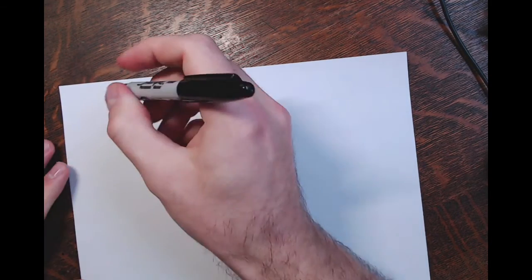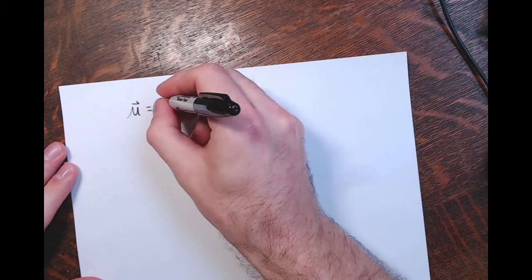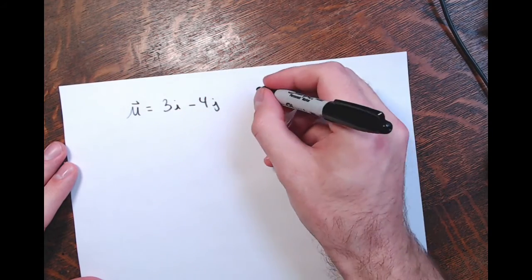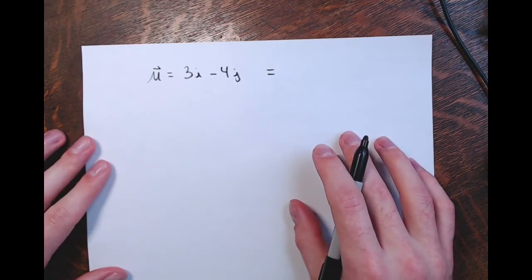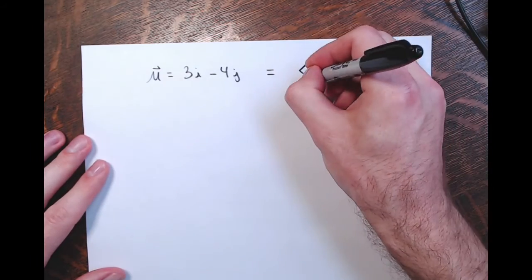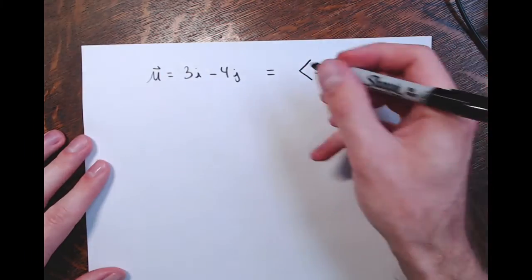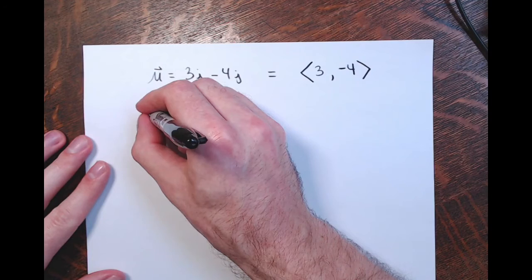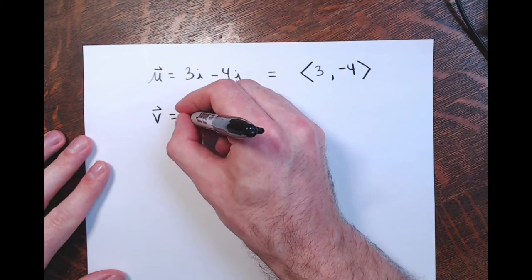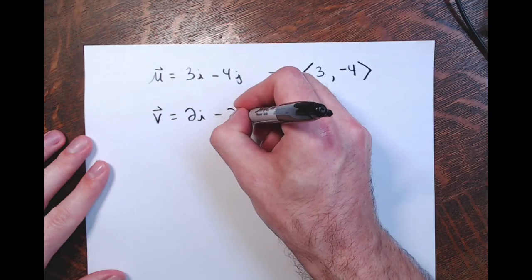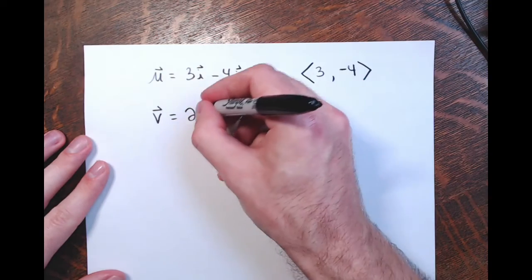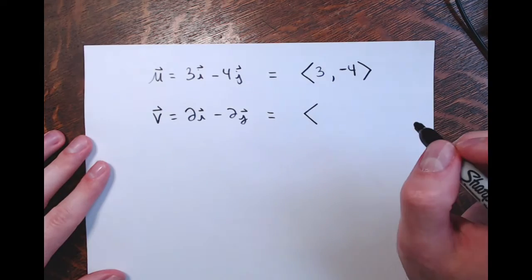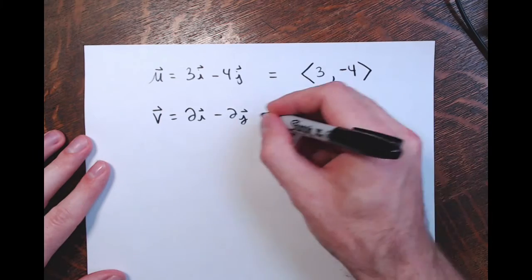So again, u is 3 times vector i minus 4 times vector j, which again you can pretty easily convert to standard notation this way, right? That's 3i, so 3 for the first component, negative 4j, negative 4 for the second. Vector v is 2i minus 2j. They should have arrows over them, they're vectors. And again, if you want to convert that to standard notation, it'd be 2 for the first component, negative 2 for the second.